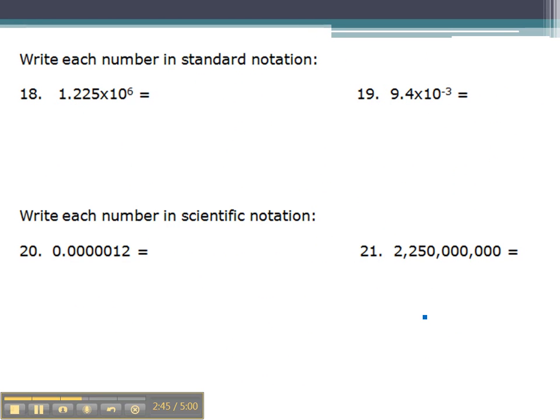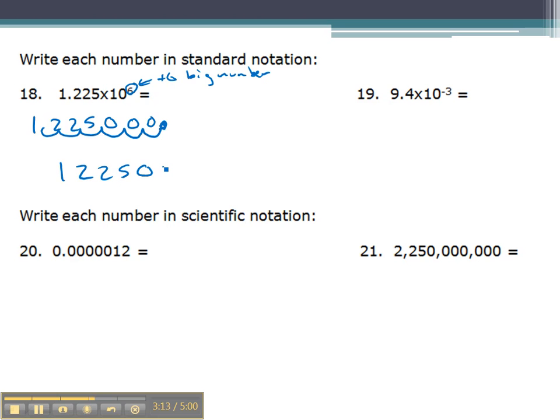Number 18 and 19, we need to write each number in standard notation. First thing we need to do is look at the sign of our exponent. This is positive 6, so this will be a big number. And so I know I need to move this decimal to the right 6 places. 1, 2, 3, 4, 5, 6. I'm going to make it big so I remember I moved it there, and then put some zeros in these empty spaces. So we get 1, 2, 2, 5, 0, 0, 0. Put in my commas, and I get 1,225,000.